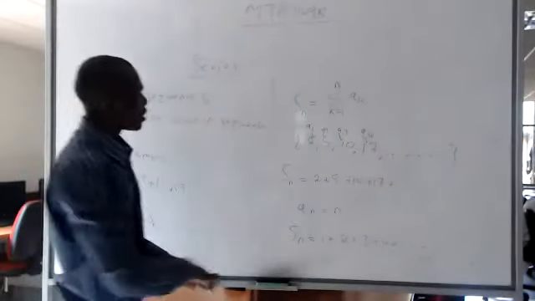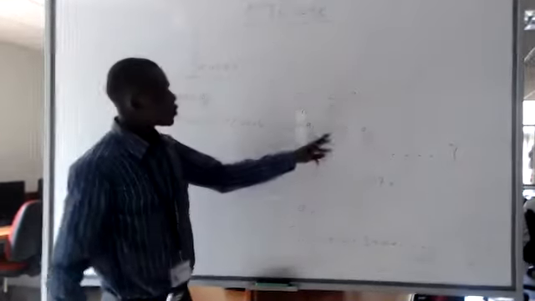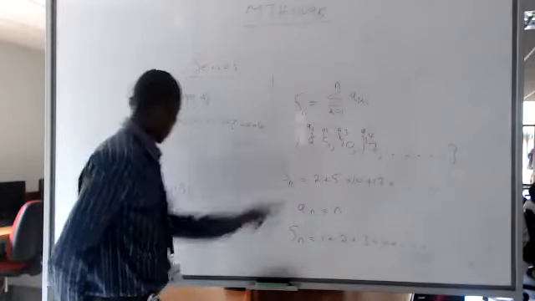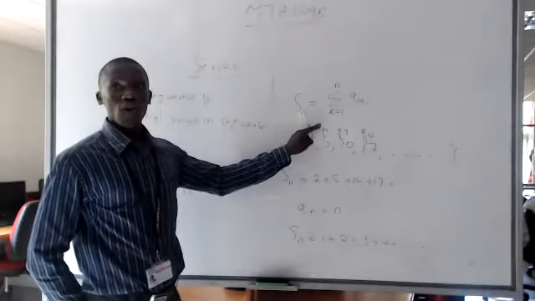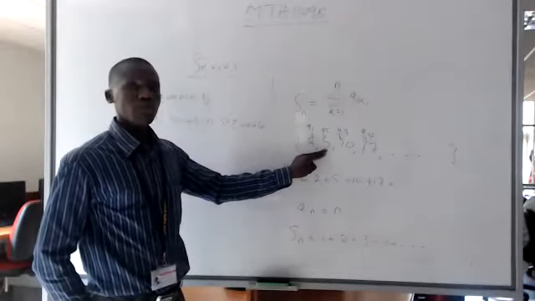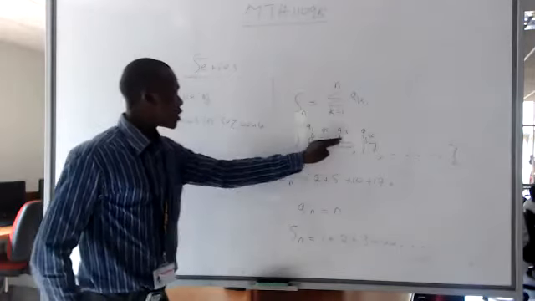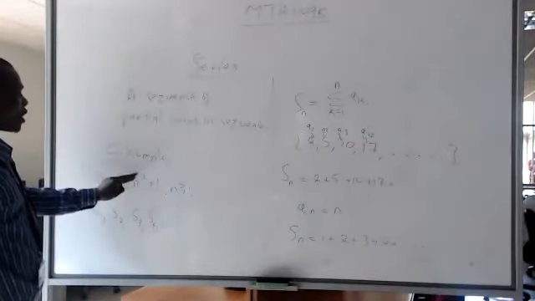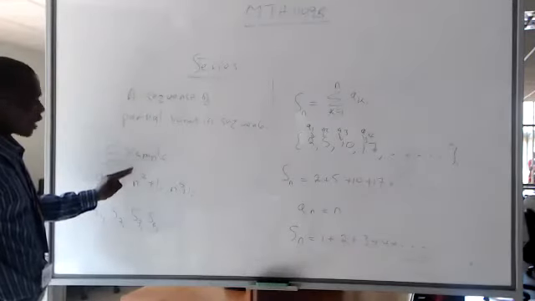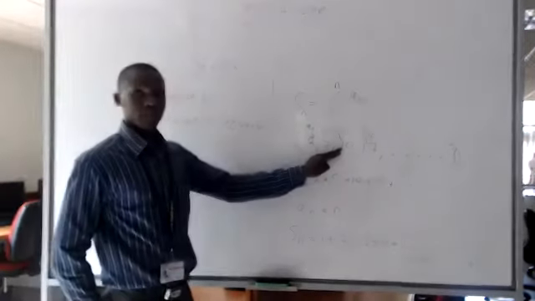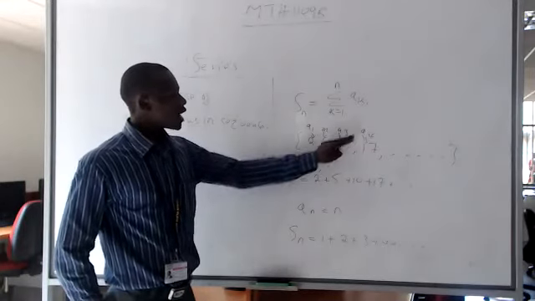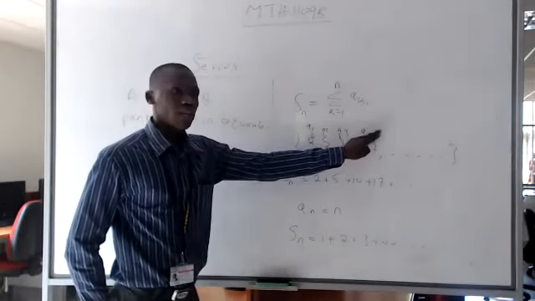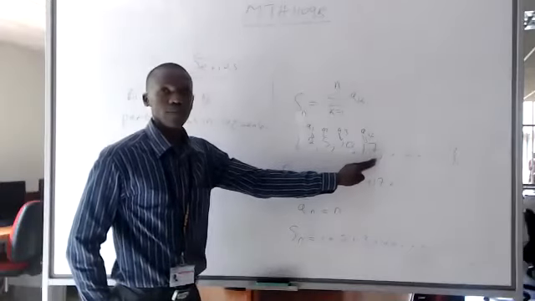So to get A2, I took 2 squared plus 1, because the formula is n squared plus 1. So 2 squared is 4, 4 plus 1 gives you 5. At A3, I took 3 squared plus 1. 3 squared is 9, 9 plus 1 gives you 10. That is your third term for this sequence. At A4, I take 4 squared, 16 plus 1 is 17.